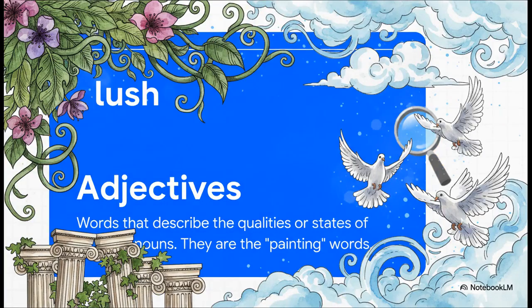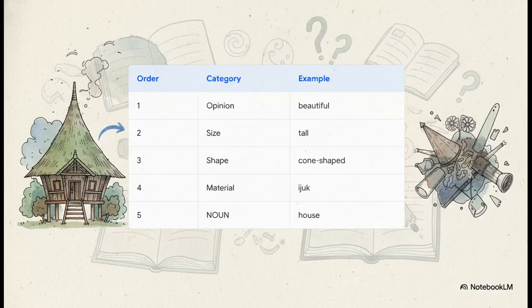And of course, we have adjectives. If linking verbs are the glue, adjectives are definitely the paint. They add all the color, the texture, and the detail. Words like lush, traditional, cool, and white are what turn a simple word like house into a vivid image right inside our minds.